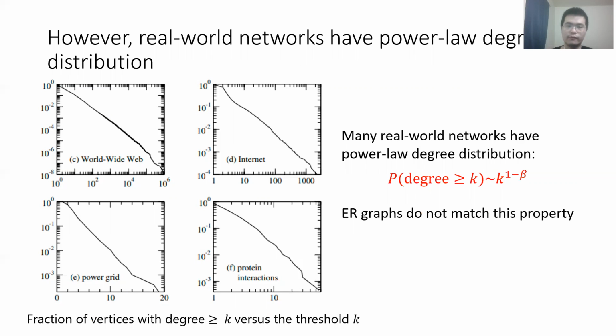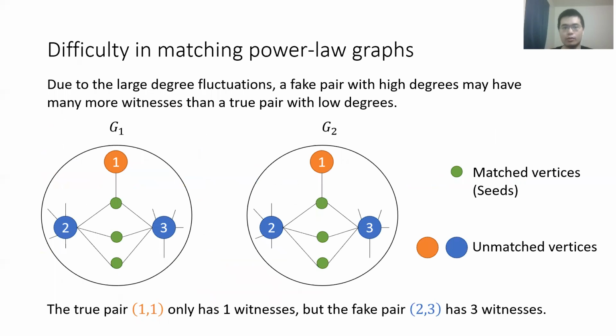In other words, the fraction of nodes with degree at least k decays as k to the power of 1 minus beta, for some constant exponent beta larger than 0. But ER graphs do not match this property because vertex degrees in ER graphs are concentrated around the average degree. As a consequence, for power law graphs, we expect to see very large degree fluctuations, with some nodes having very high degrees and some other sparsely connected nodes with small degrees.